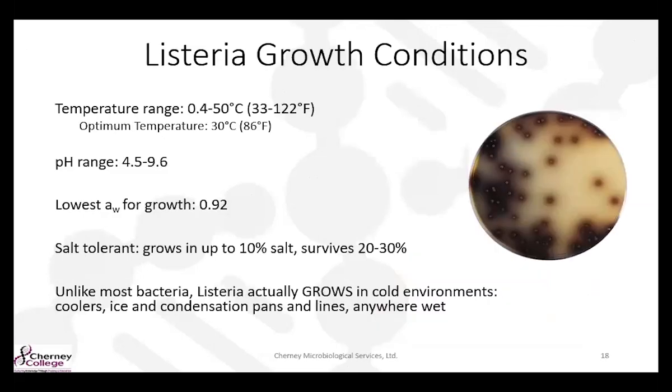So Listeria growth conditions, the temperature range is 33 degrees up to 122 degrees Fahrenheit. The optimal temperature is going to be right around 86 degrees Fahrenheit. pH range 4.5 to 9.6, and the lowest water activity for growth is 0.92. So Listeria definitely likes moist conditions. Unlike most bacteria, Listeria is salt tolerant and able to grow up to 10% salt and is able to survive in 20 to 30% salt.